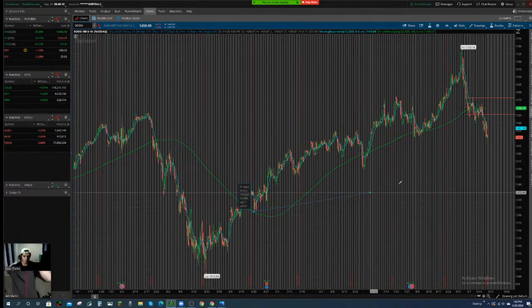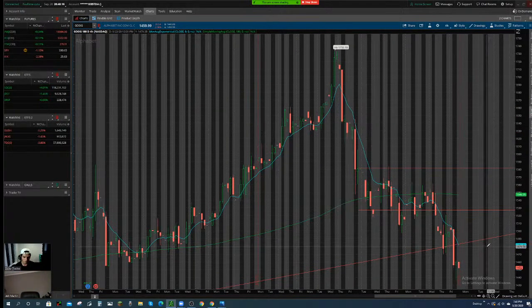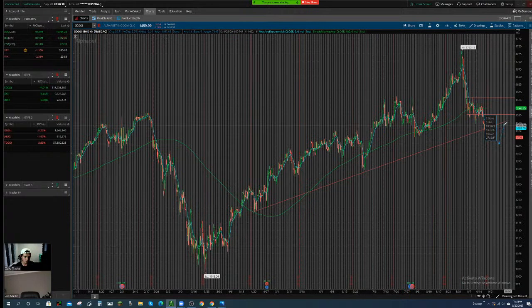So yeah, we're seeing some support level right here on the Googles. It looks like we broke right below it. Could use that as a resistance now at that 1500 level and get rejected right there.